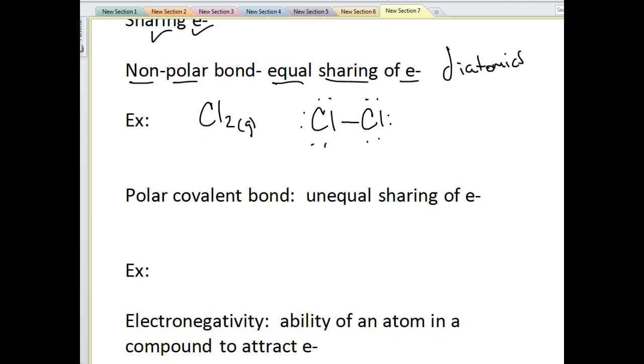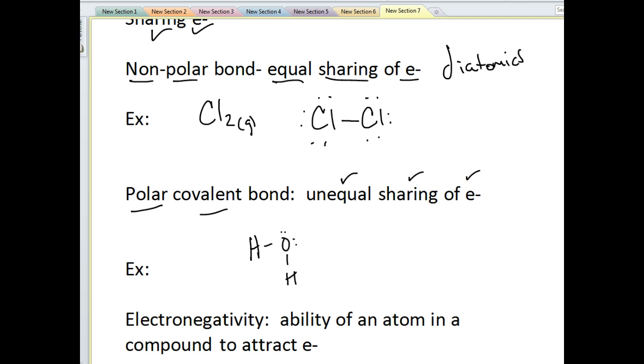But there are molecules that have polar covalent bonds, also known as just polar bonds for short. And these have unequal sharing of electrons. An example of this would be the water molecule. In the water molecule, oxygen does not like to share nicely. The oxygen pulls all the electrons close to it, and hydrogens are left a little bit electron deficient. And there are reasons for that, and we're going to talk about those next.